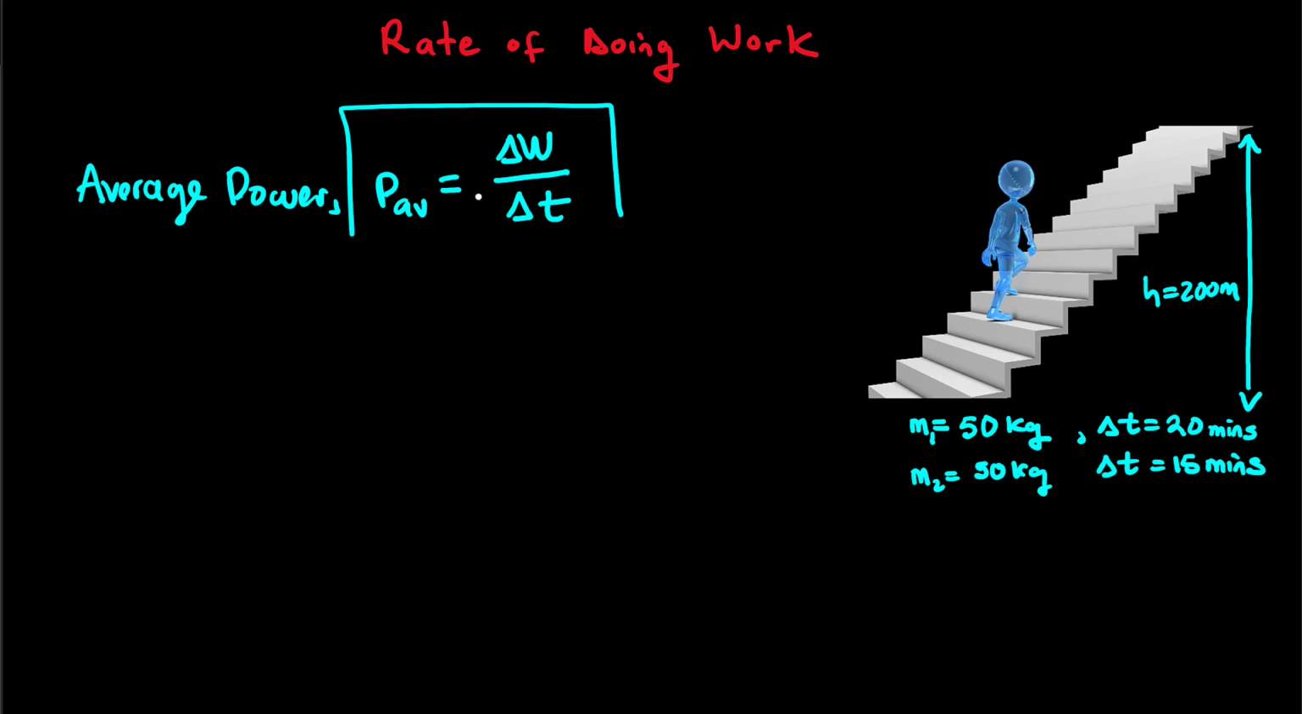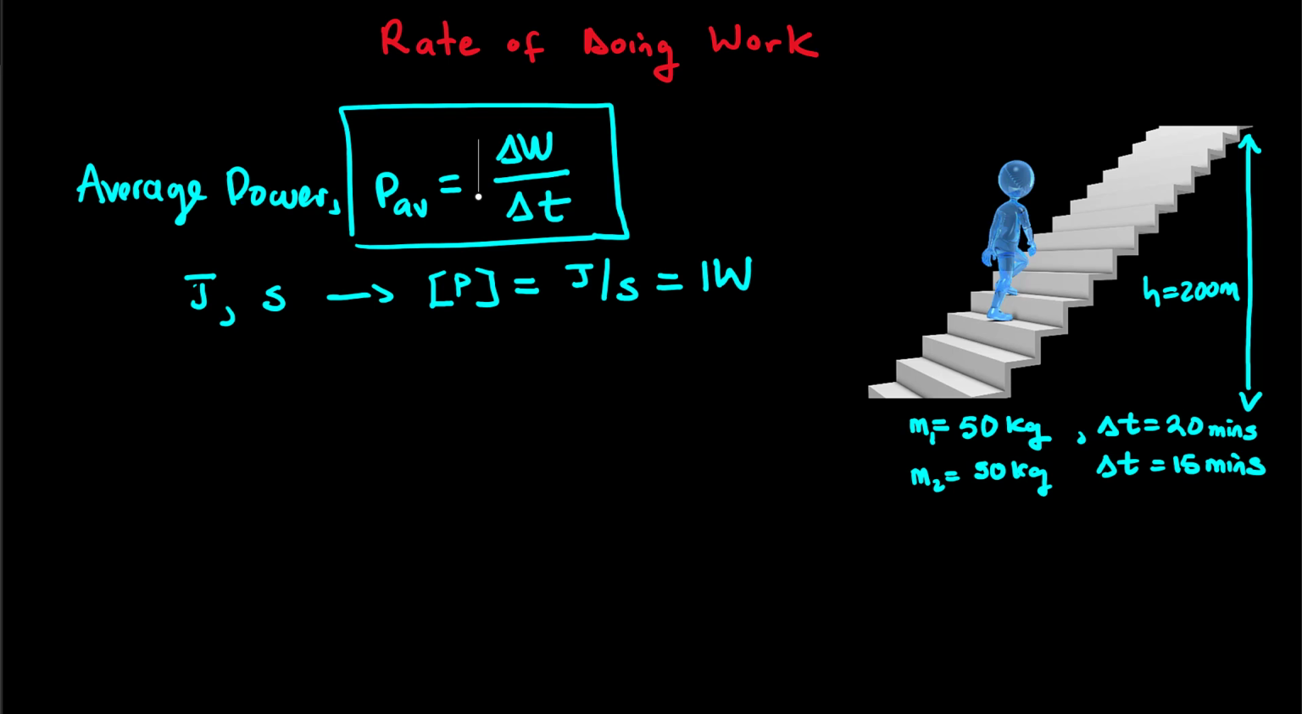This formula, my friends, helps us to calculate the average power of a particular object. Understand that work is measured in joules, time is measured in seconds. This would mean that the unit of power, or the dimensions of power, is simply joules per second. This is equal to 1 watt. So the SI unit of the physical quantity power is simply the watt.